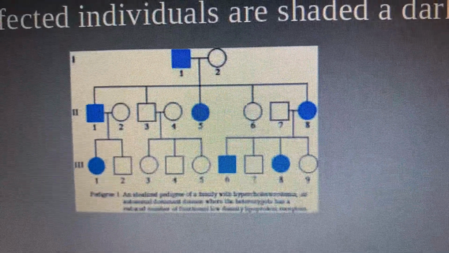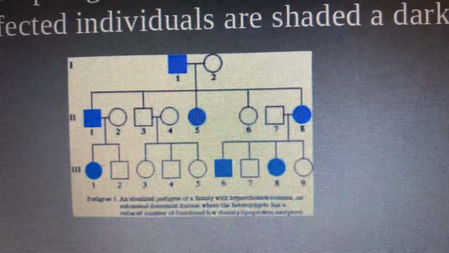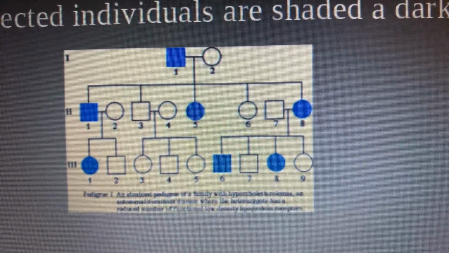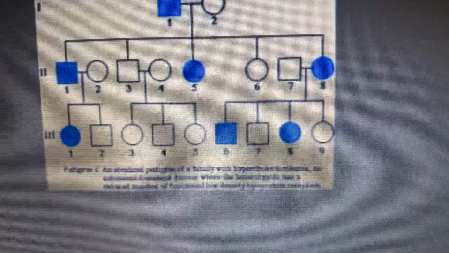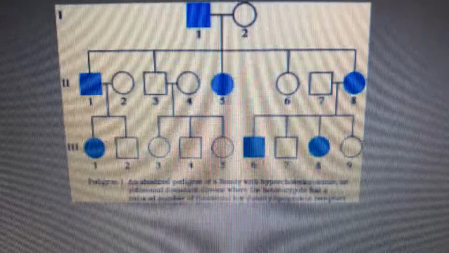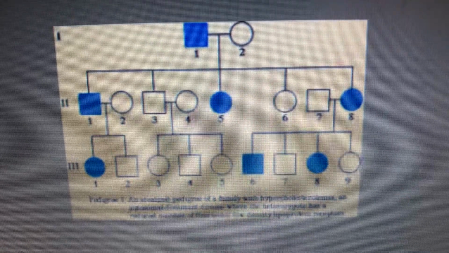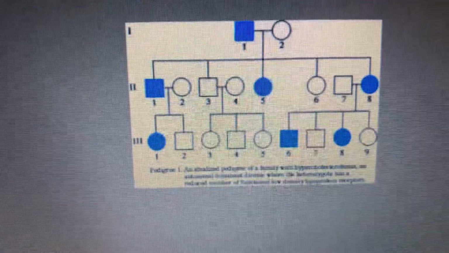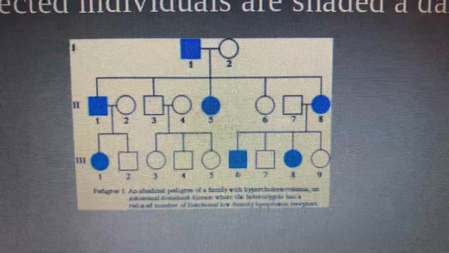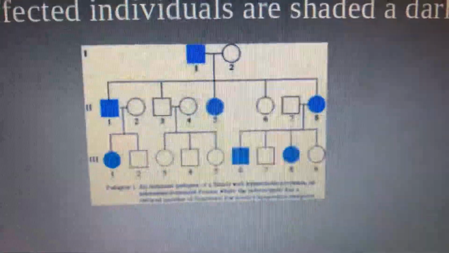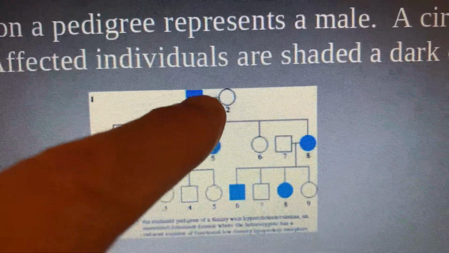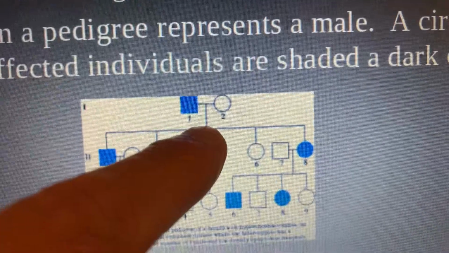We've got 3 generations. If you look out to the left, we've got Roman numeral 1, first generation, Roman numeral 2, second generation, and Roman numeral 3, the third generation. And it says that this is a family that has a disorder, and in the first generation, the dad has it. He's completely shaded in. And then in the second generation, we have 3 individuals that have it and 3 in the third.